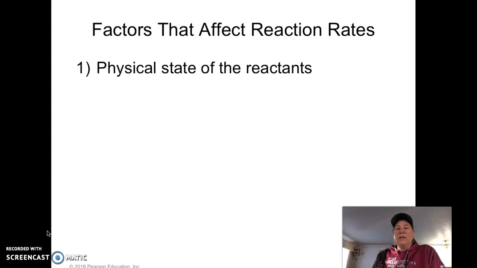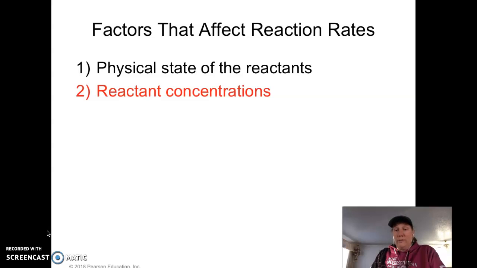Okay, so what can you do to affect reaction rate? Well, first of all, what is the state of the reactants? If they're a gas, it happens a lot faster. Okay, liquids and solids are the slowest, because again, think about the particles, how close they are. Before you can change them, you have to break those intermolecular forces. So, the physical state of reactants is one thing.